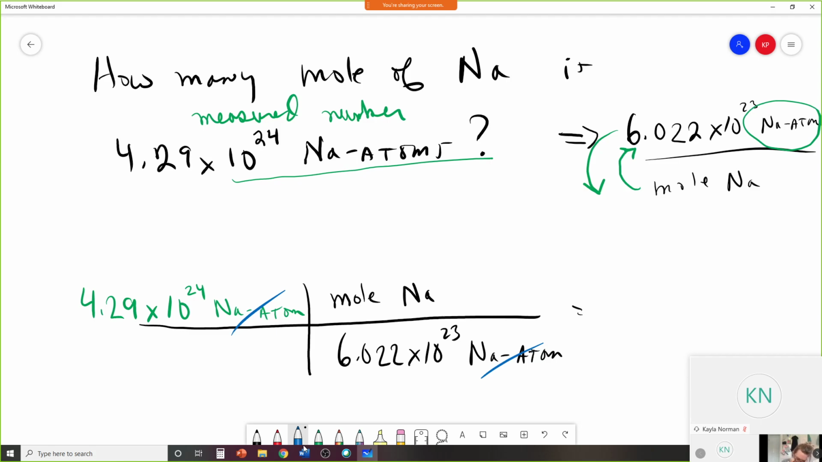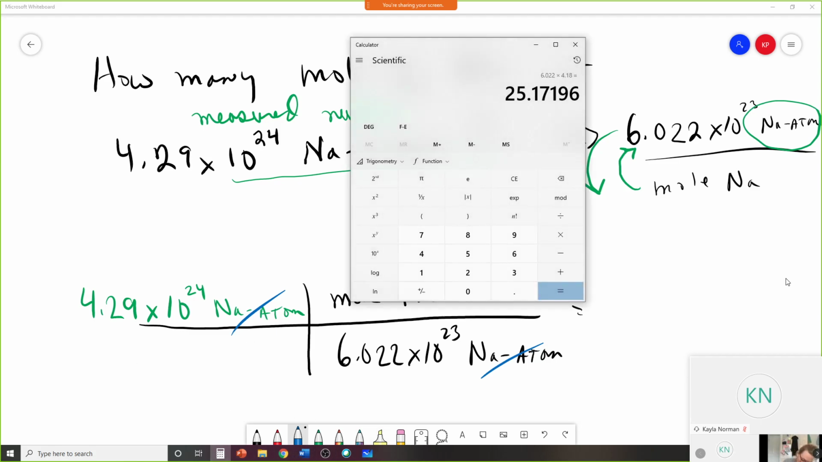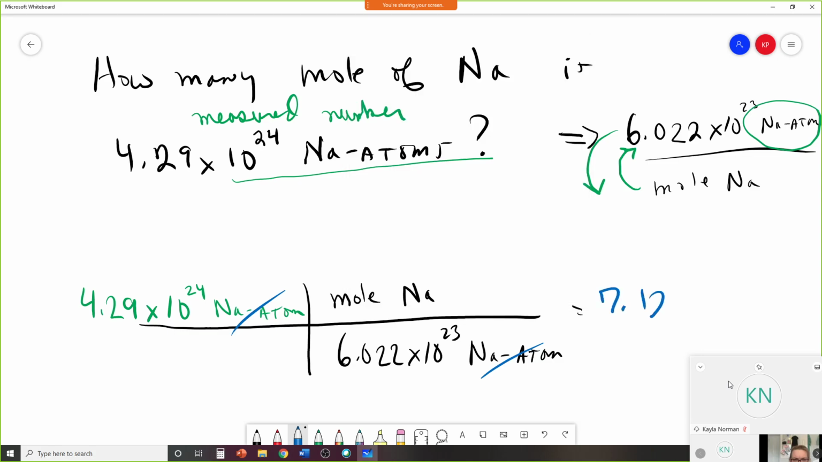I'm telling you, if you can set these things up, and you have to take your time on these setups, but if you can get all the units to cancel, you're on to something and you can't help but get it right. So now we need to put this in our calculator. That's 4.29 times 10 to the 24th, divided by 6.022 times 10 to the 23rd, and I get 7.12 moles sodium. There it is.